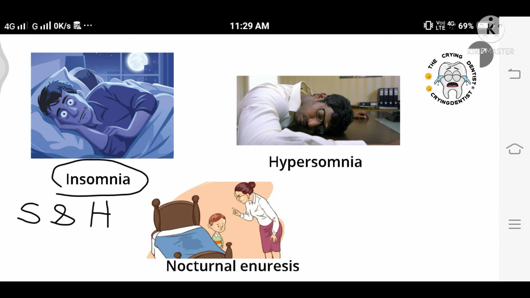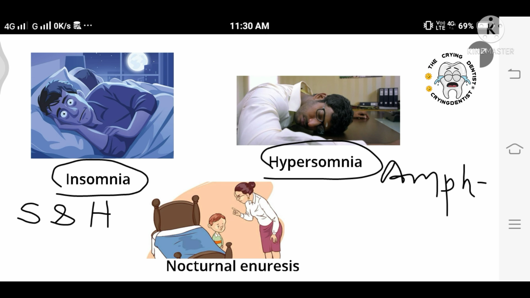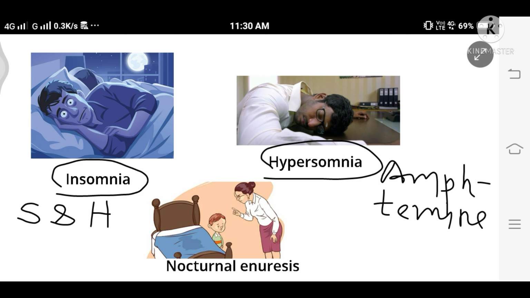Okay. Now, a patient with hypersomnia, the narcolepsy, you can see. Which treatment should you give? You should give him amphetamine. Remember.